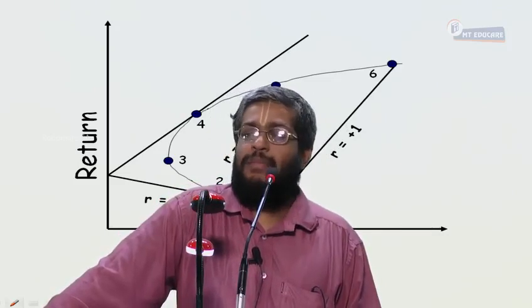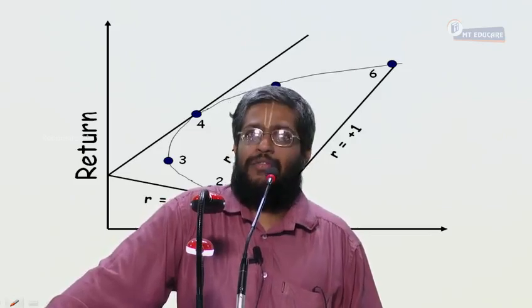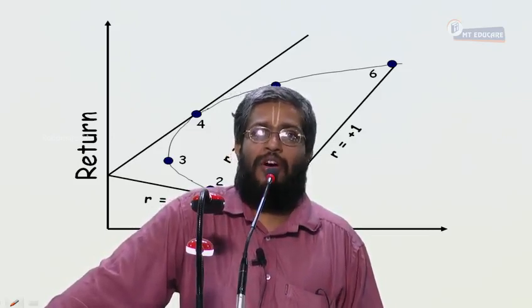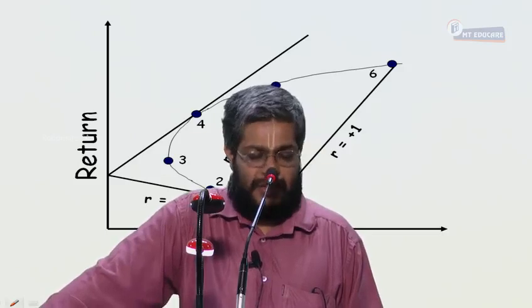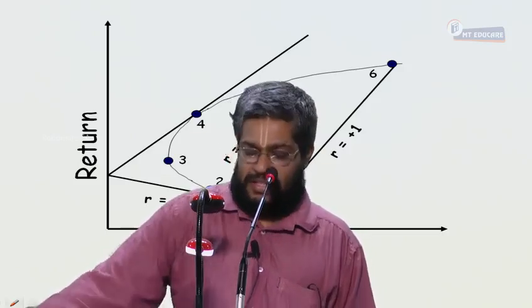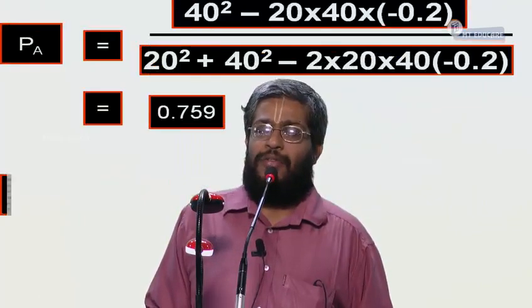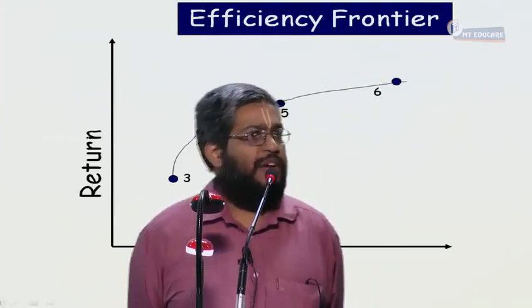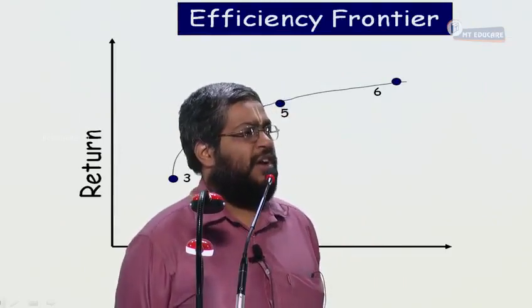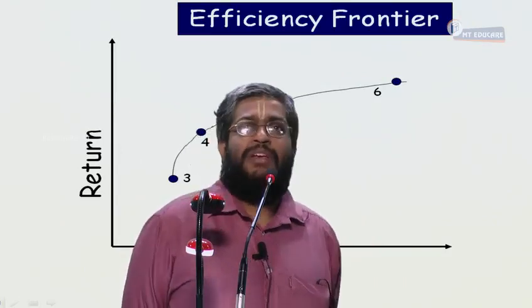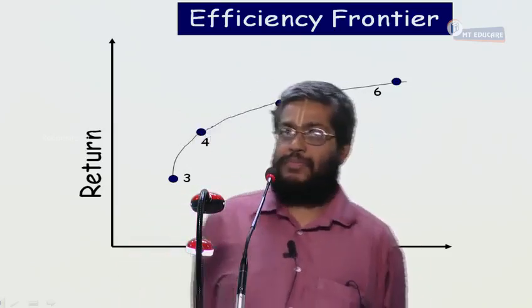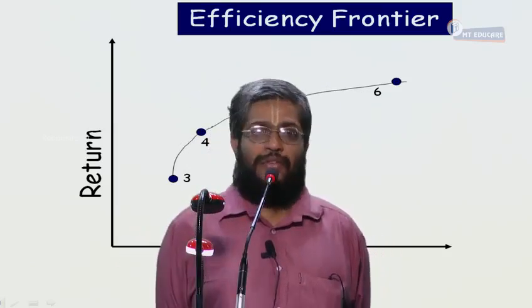Point number 5. The curve consisting of all securities which are efficient is called the efficiency frontier.